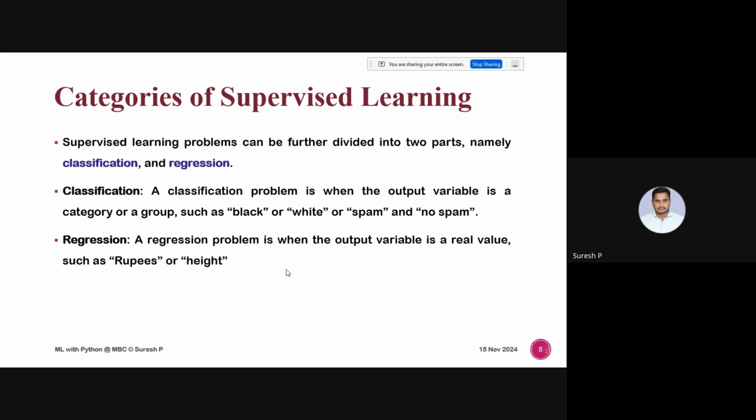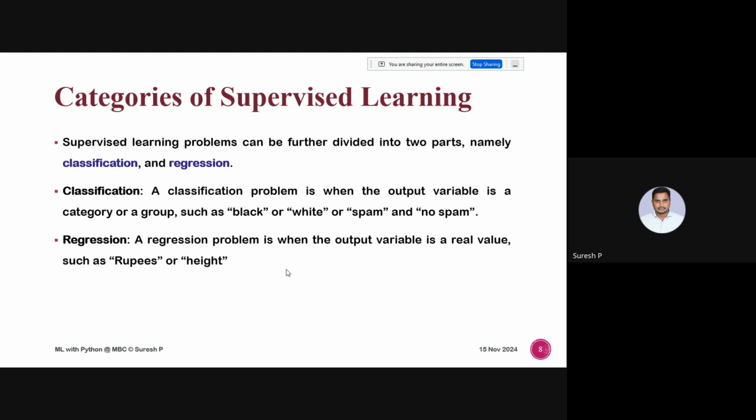So in supervised learning, we have two major tasks. One is regression, another one is classification. Regression means, as we all know, based on the input we have to predict some output. For example, when we have historical data about COVID, we are able to predict the number of people that will suffer from COVID. If you want to predict some real value, then we can go for regression.